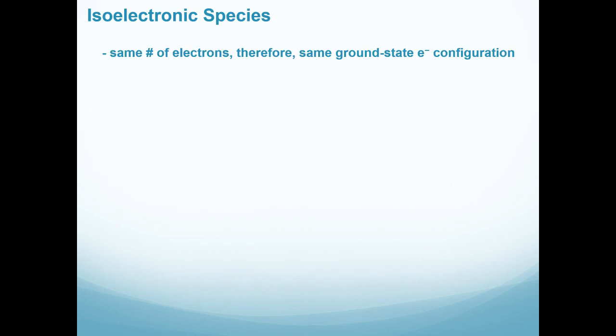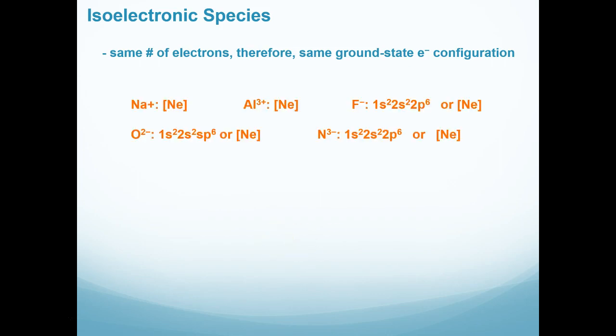So just a little bit of terminology here. We can have some different species that are isoelectronic, meaning that they have the same number of electrons, and therefore if we write out their electron configurations, they will be the same. So I just want to give you some examples of species that are isoelectronic. Here are a few examples of that.